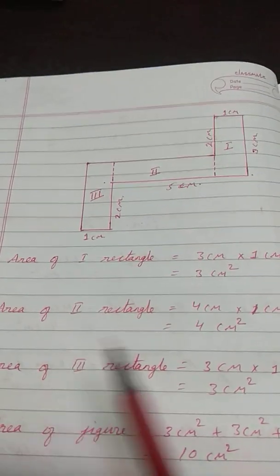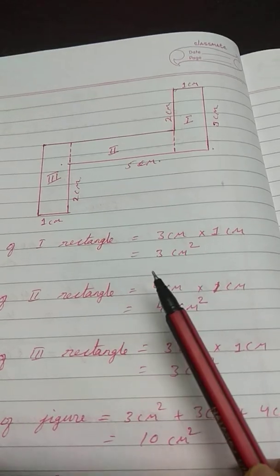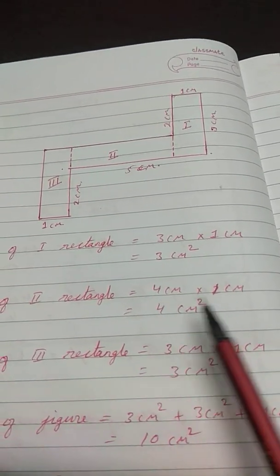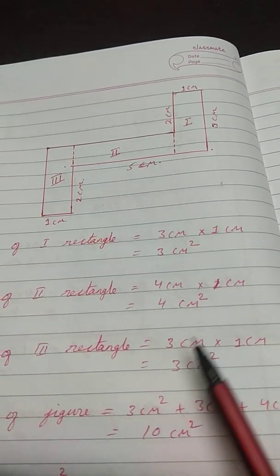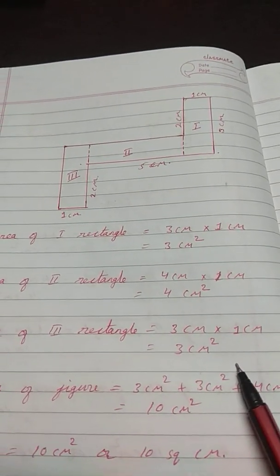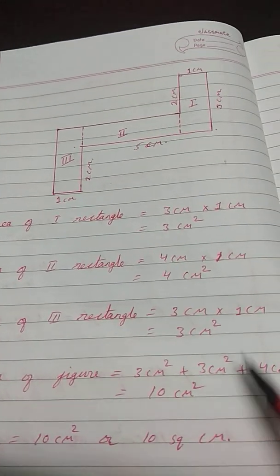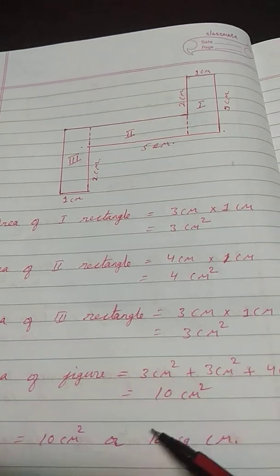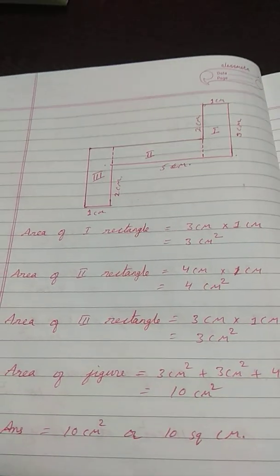So we will calculate all the three areas. 3 into 1, that is 3 centimeter square, 4 into 1, that is 4 centimeter square, and 3 into 1, that is 3 centimeter square. So the area of complete figure will be 3 plus 4 plus 3, that is 10 centimeter square.